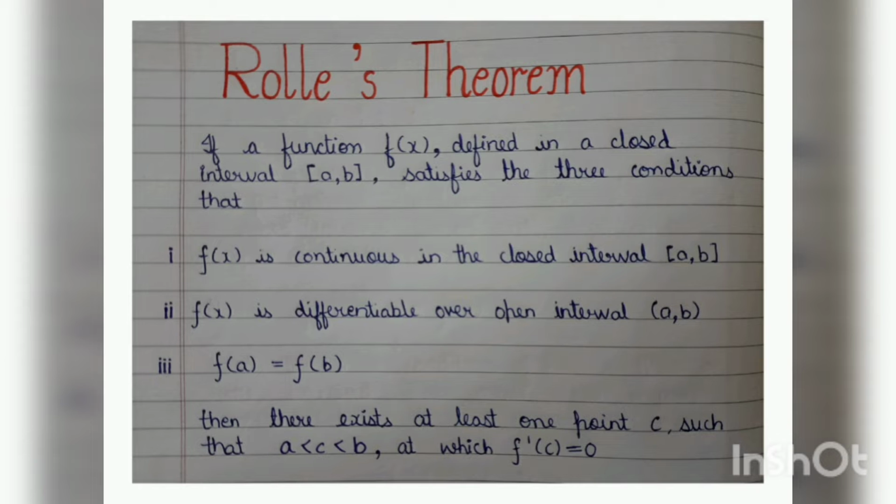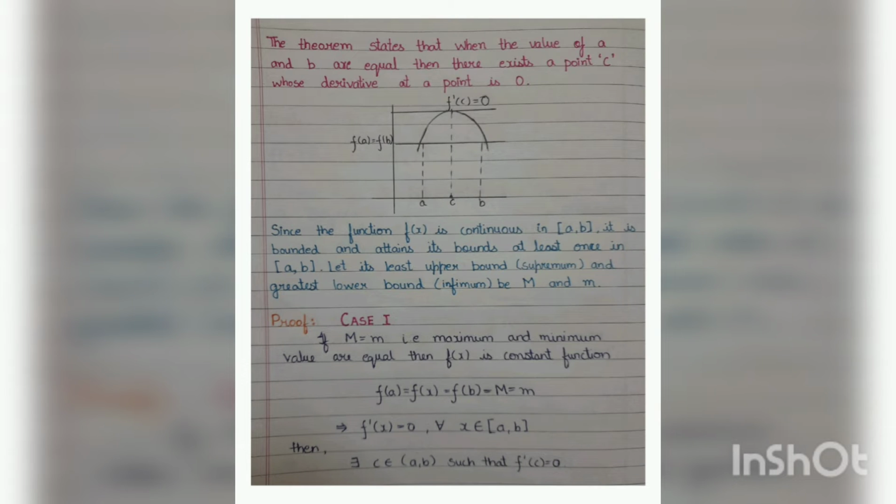Now we will state Rolle's theorem. The theorem states that when the values of f(a) and f(b) are equal, then there exists a point c whose derivative at that point is 0. Here is a graph. Since the function f(x) is continuous in [a, b], it is bounded and attains its bounds at least once in [a, b]. Let its least upper bound, supremum, and greatest lower bound, infimum, be capital M and small m. Now we will consider two cases.